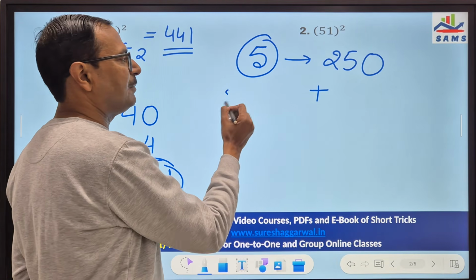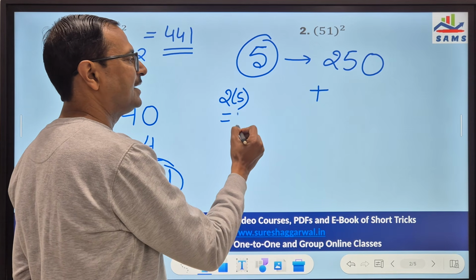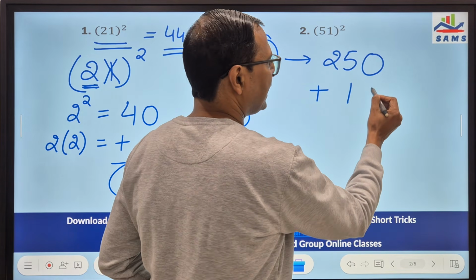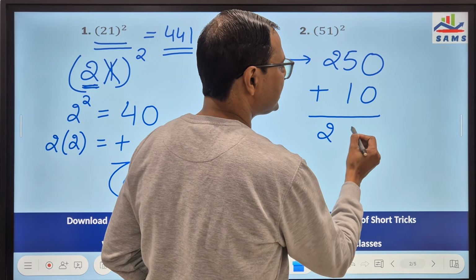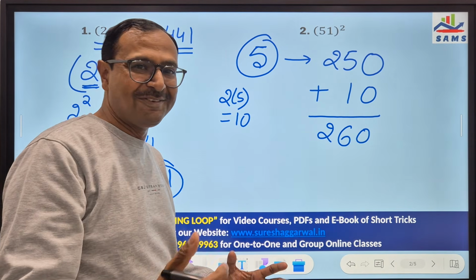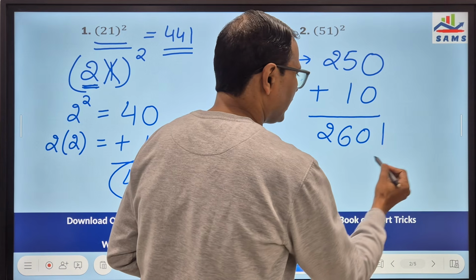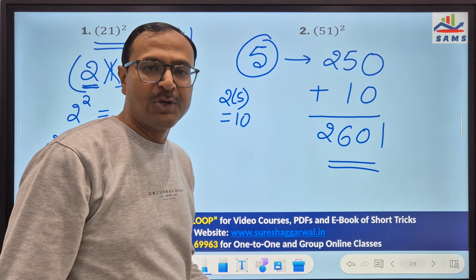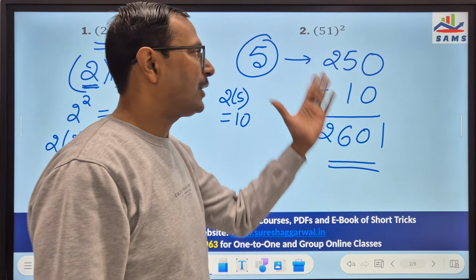The double of 5 is 10. So just add a 10 here, you get 260. And what do you do after that? We'll create magic, right? You will just put a 1, and here you have the answer. 2601 is the square of 51.